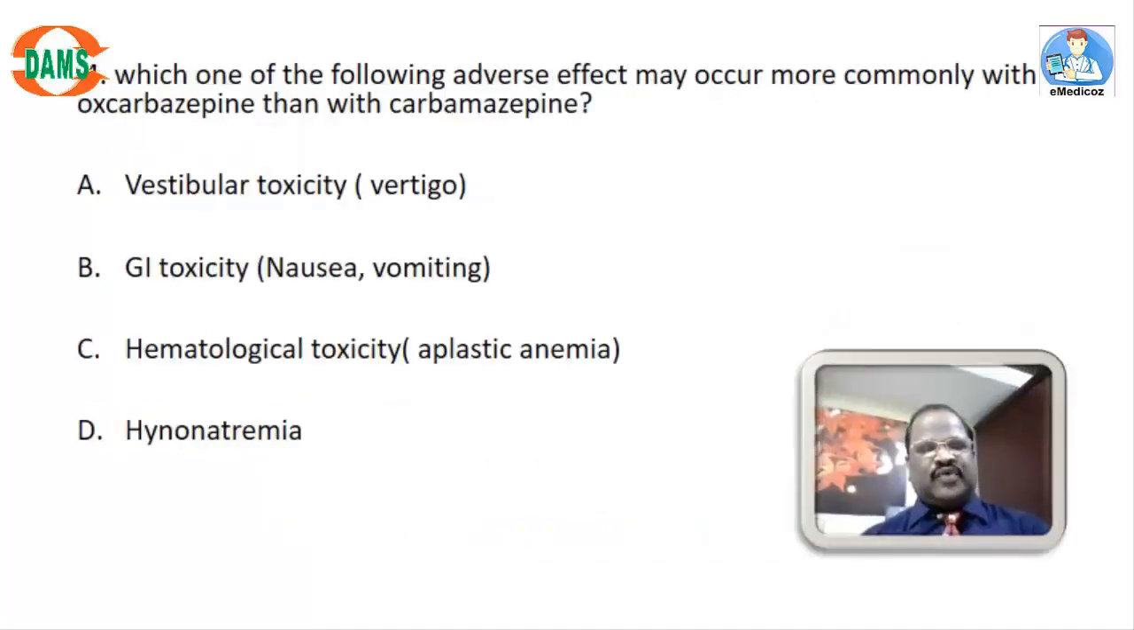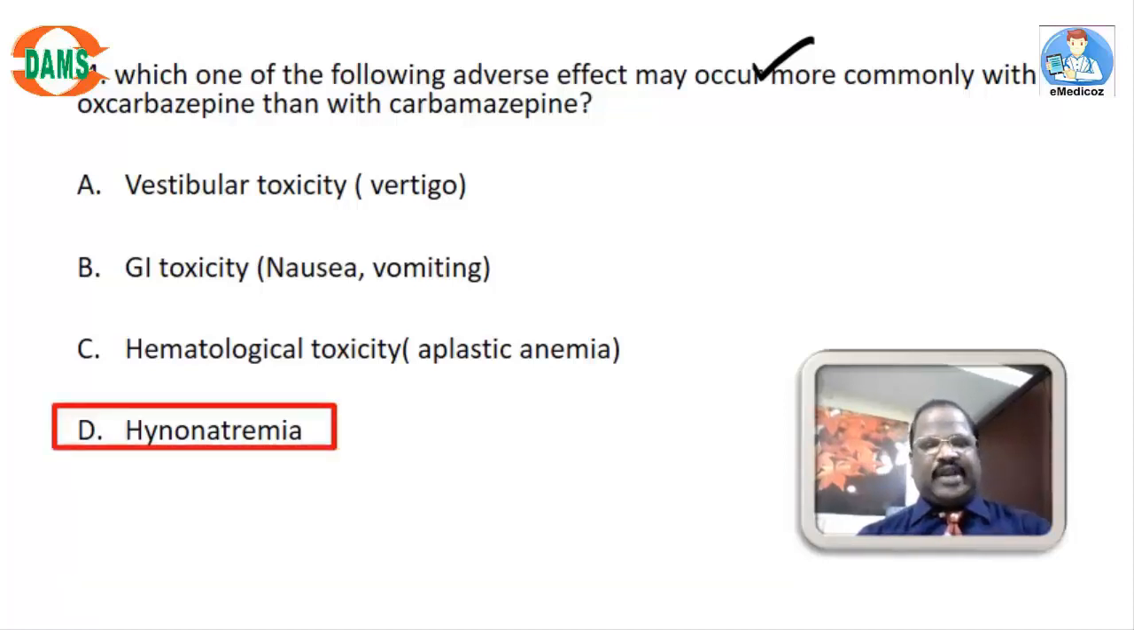Next, question 4. Which one of the following adverse effects may occur more commonly with oxcarbazepine than with carbamazepine? Options are vestibular toxicity like vertigo, GI toxicity like nausea, vomiting, hematological toxicity like aplastic anemia, and hyponatremia. The answer for the question is option D, hyponatremia.